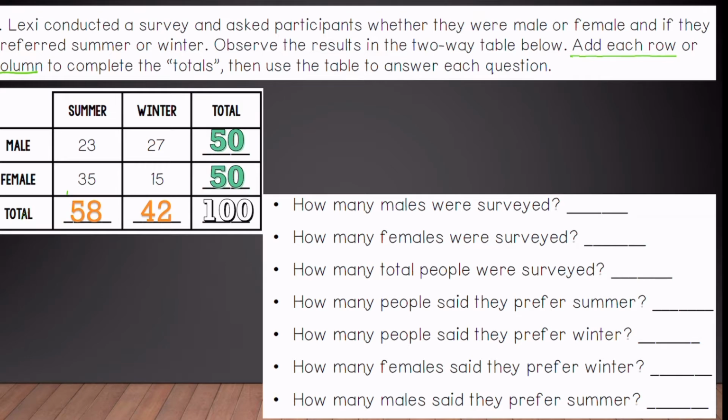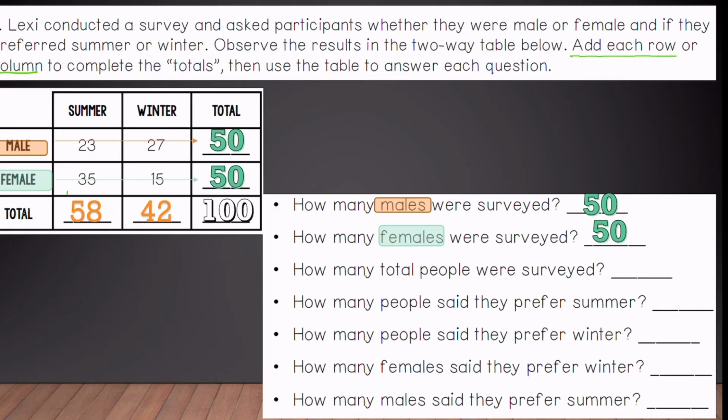So how many males were surveyed? Okay, well, males, so we go look at males. We go across to its total. There were 50. Now, how many females? Well, we're going to go to female. We're going to go across. That was also 50. So do you see how we read these? So how many total people were surveyed?